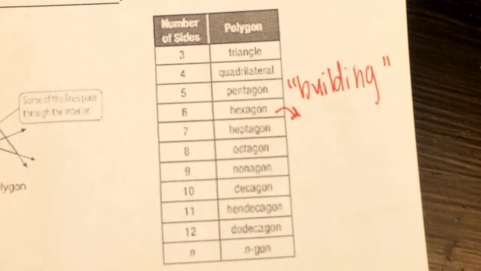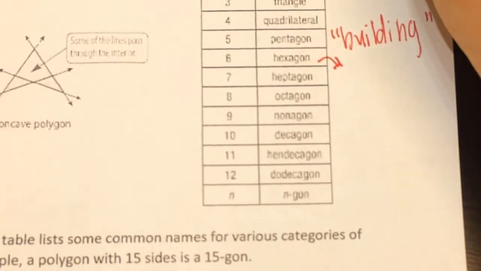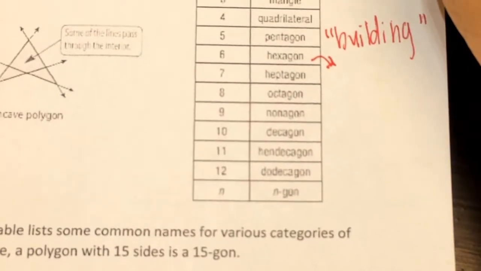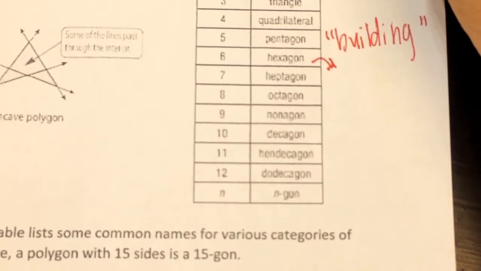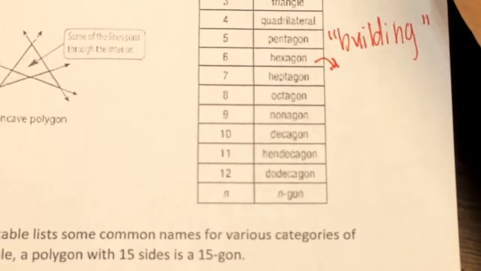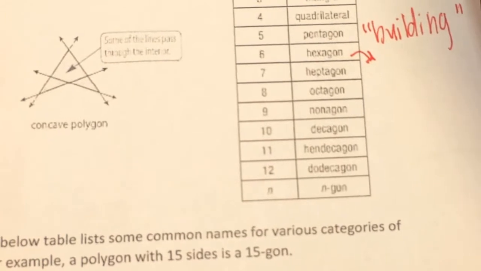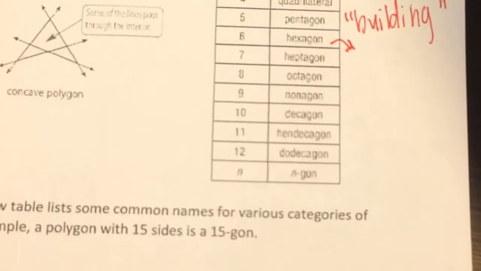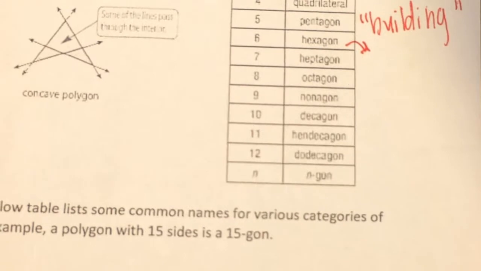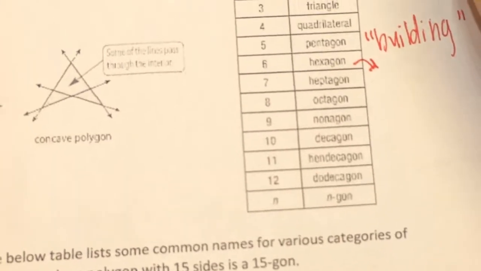Does anybody know anything that goes with 11? Dodeca. Oh, I got one for dodeca. Deca's 10, right? And dos in Spanish is 2. So deca is 10, and do in Spanish is 2. So 10 plus 2 is 12. Dodecagon.